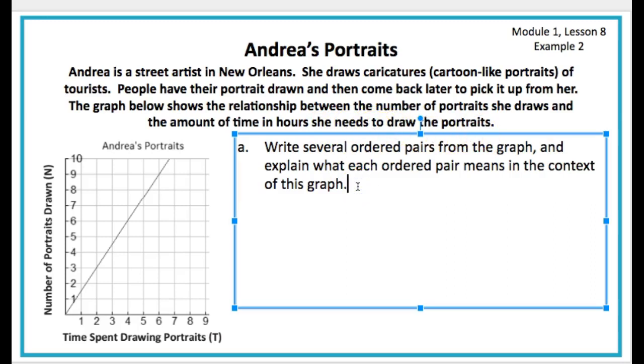So let's take a look at this graph, and part A is asking, write several ordered pairs from the graph and explain what each ordered pair means in the context of this graph. So in an ordered pair, we're going to start with our x-axis and then our y-axis. So our first one we can look at is we see x equals 4 and y equals 6. So what does this mean? This means that in 4 hours she can draw 6 portraits.